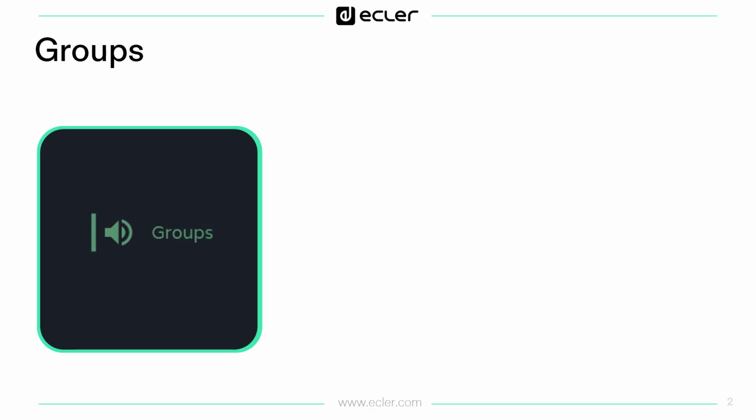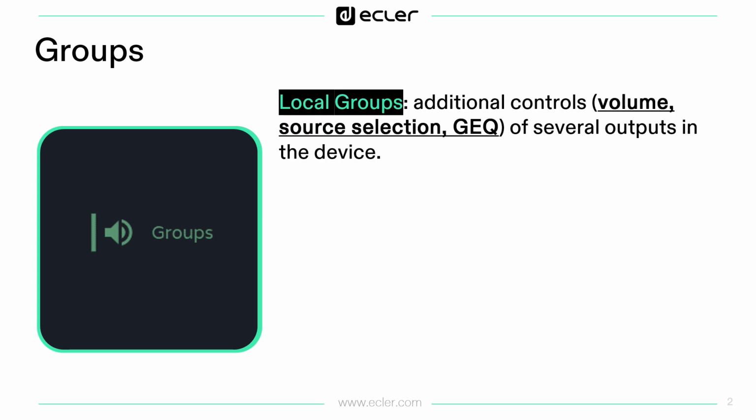You can use groups. There are three types of groups. Local groups that can control a selection of any output of the device at the same time. A local group can control volume, source selection, and graphic EQ.